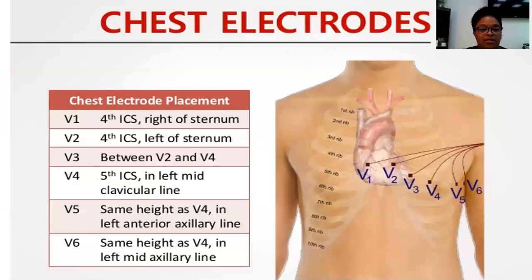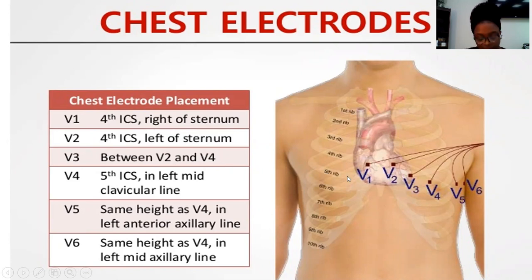Okay. So let's look at our precordial leads, which are our chest electrodes. We have V1, which is located in the fourth intercostal space, right of the sternum. V2 is in the fourth intercostal space on the left of the sternum. V3 is between V2 and V4.